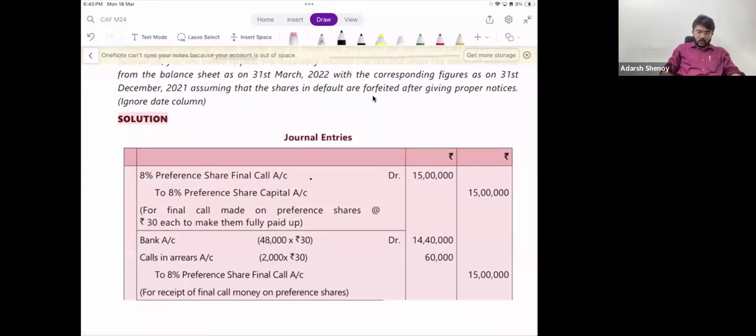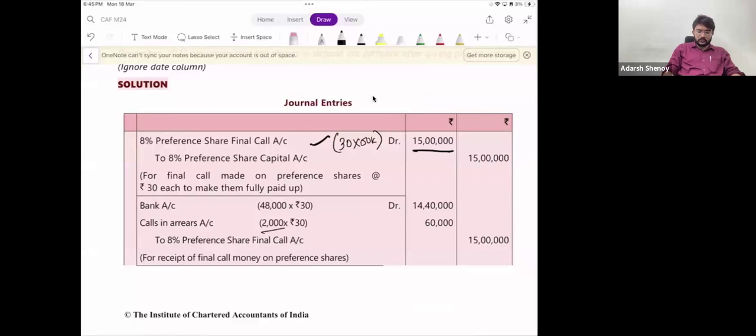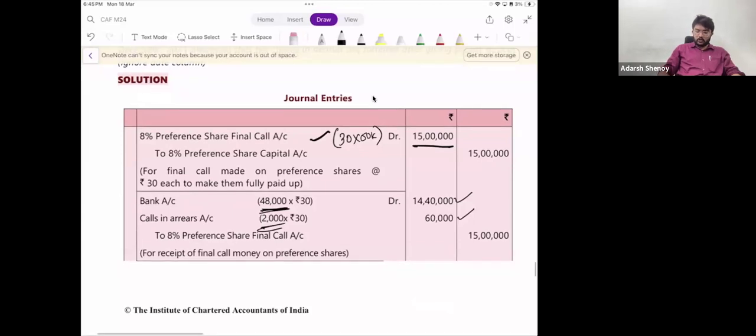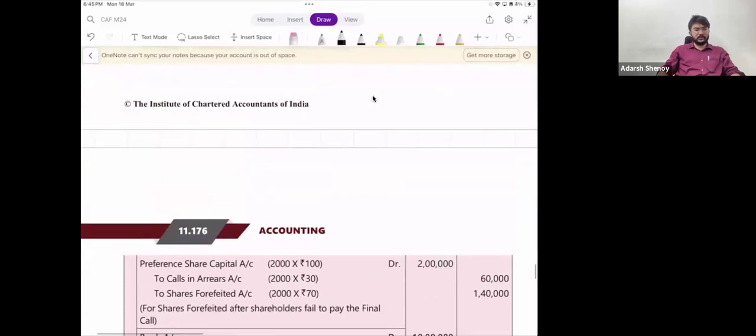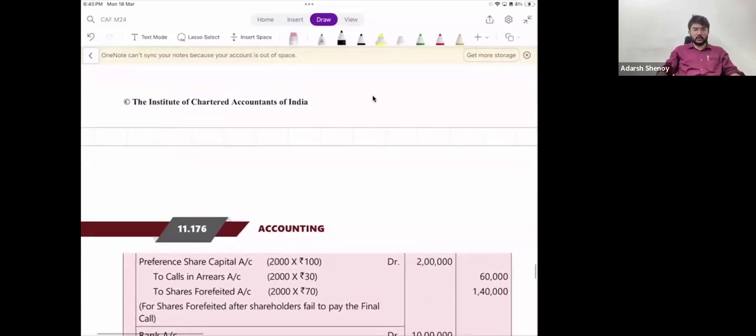So now see this final call, preference final call money was due. On 50,000 shares, so 30 rupees into 50,000 shares, the due entry is passed. In that, on 2,000 shares, I'm not receiving the final call. So only on 48,000 shares am I receiving the final call. So I received the money. Then the remaining I transfer to calls in arrears. So I closed the final call account. 15 lakh rupees is credited to the final call and closed. Calls in arrears is an optional entry. You don't have to transfer it to calls in arrears. You can just keep it like that during the final call also. We've seen that in forfeiture of shares. We already discussed how that works.